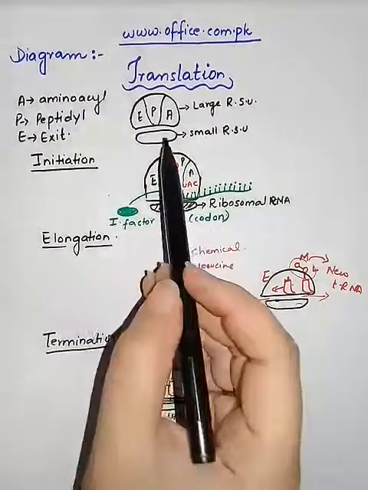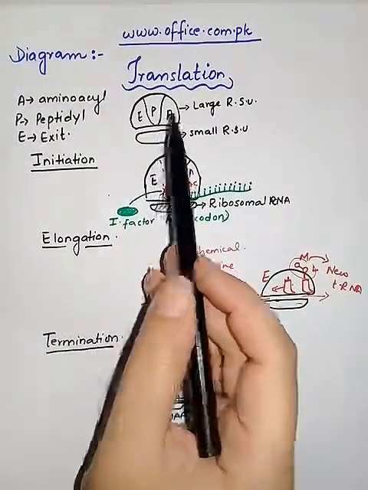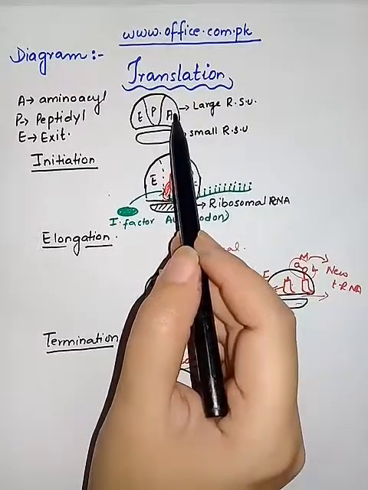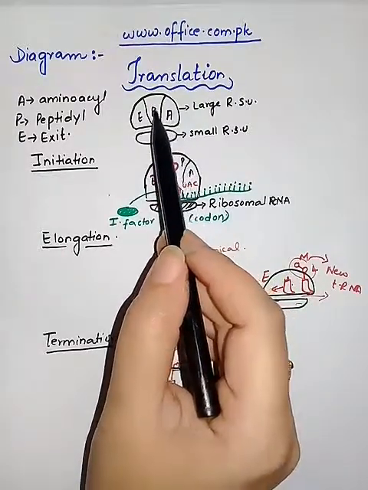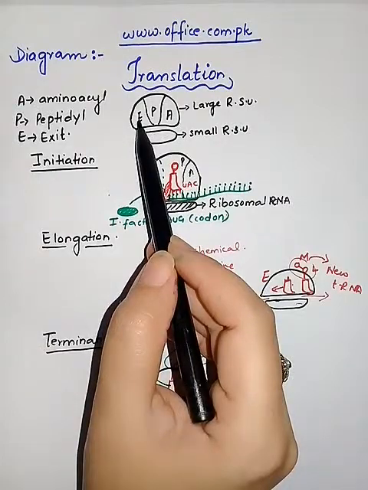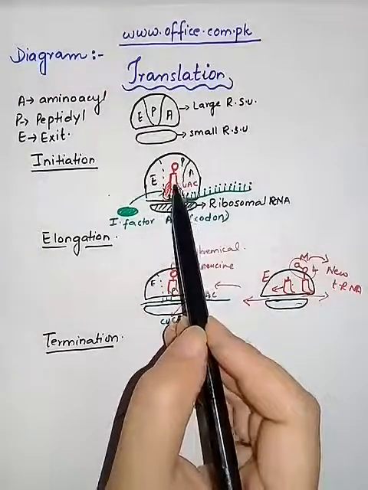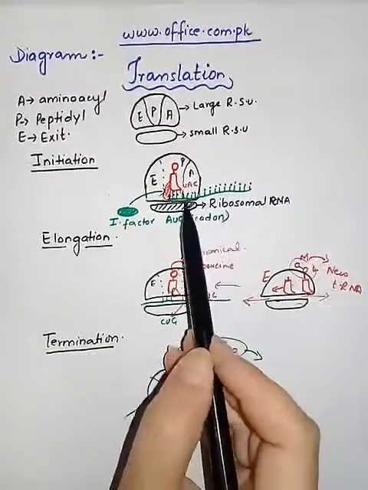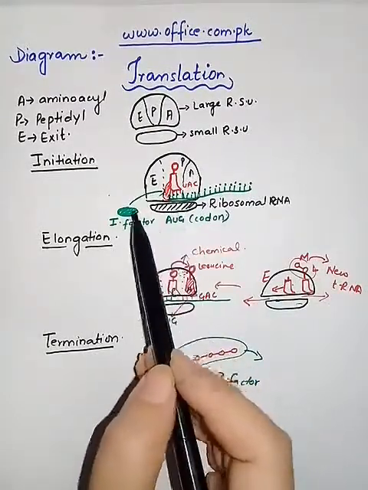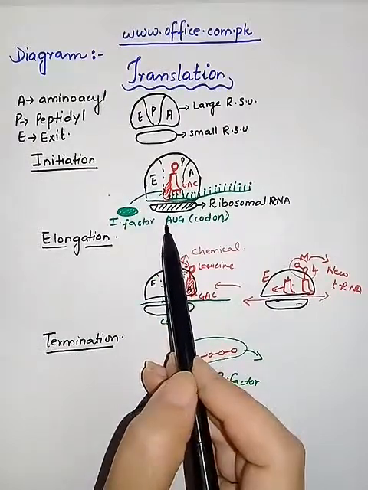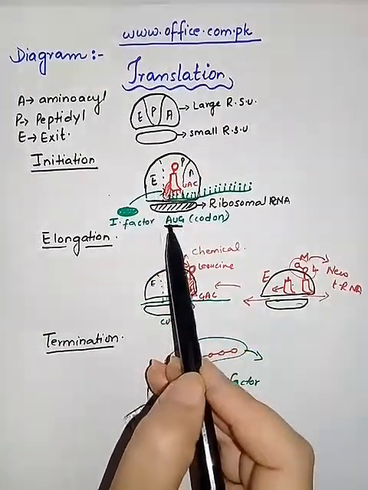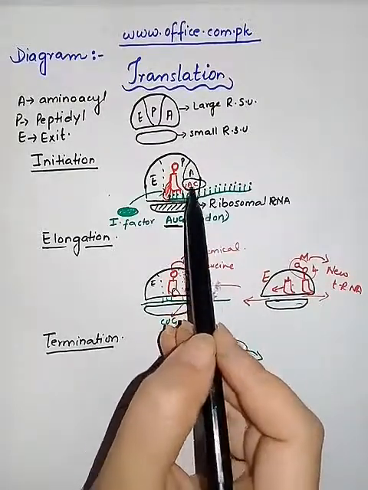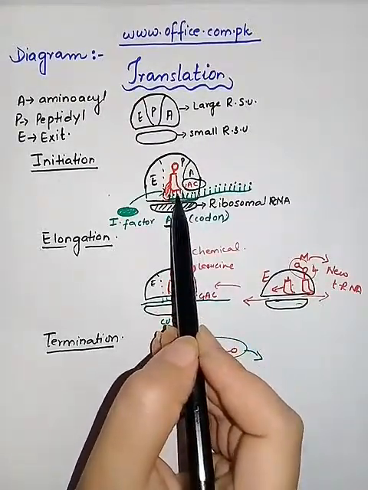First of all, we studied the structure of the ribosome, the small ribosomal subunit and the large ribosomal subunit. The large has three sites: the aminoacyl site, the P site and the exit site. First of all, the messenger RNA binds to the small ribosomal subunit with the ribosomal RNA. The initiation factor recognizes the first codon, and as soon as it recognizes it, the transfer RNA with the complementary sequence UAC will come here and bind at the P site.